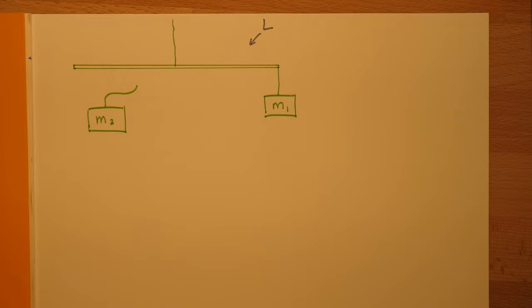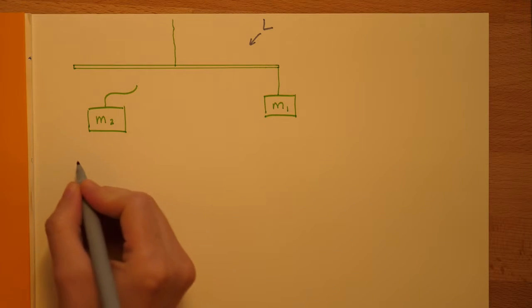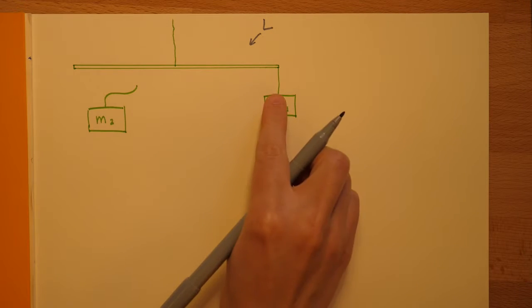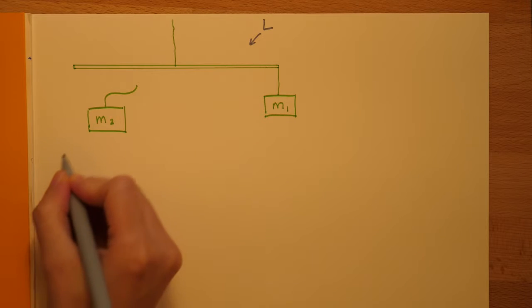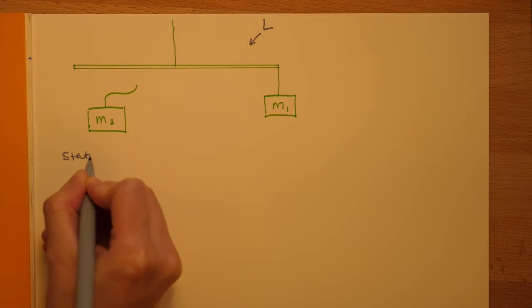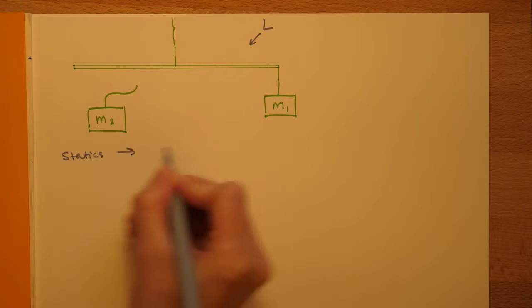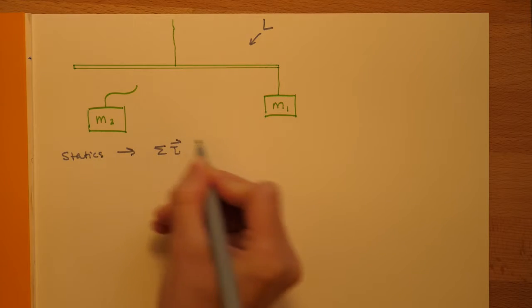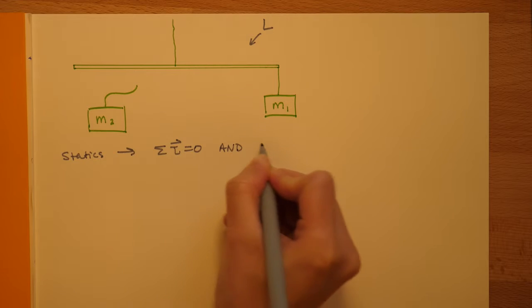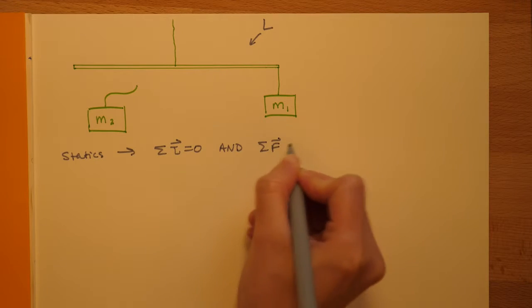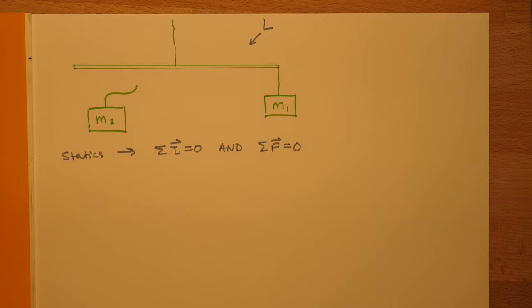Okay, so this is a statics problem because we want this thing to be totally level, so we don't want it to rotate and we don't want it to move. So statics tells us that the sum of the torque is 0 and the sum of the force is 0.